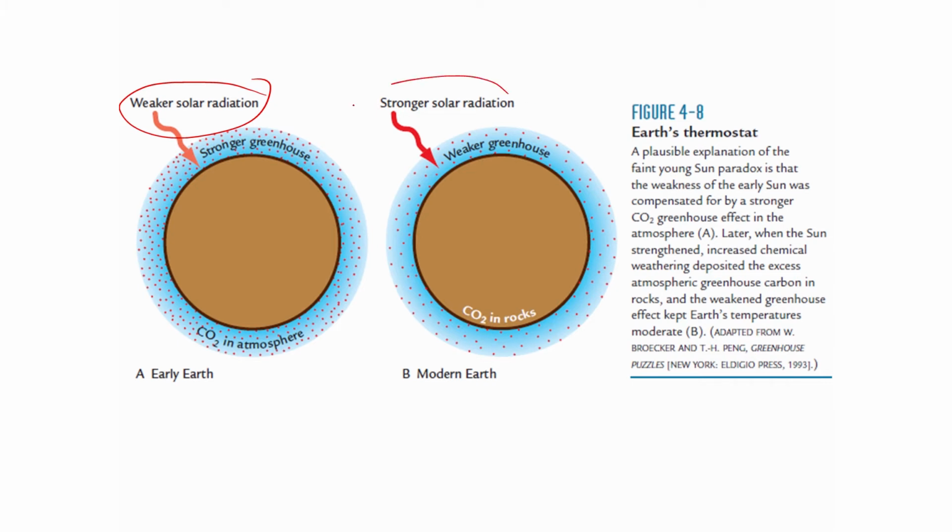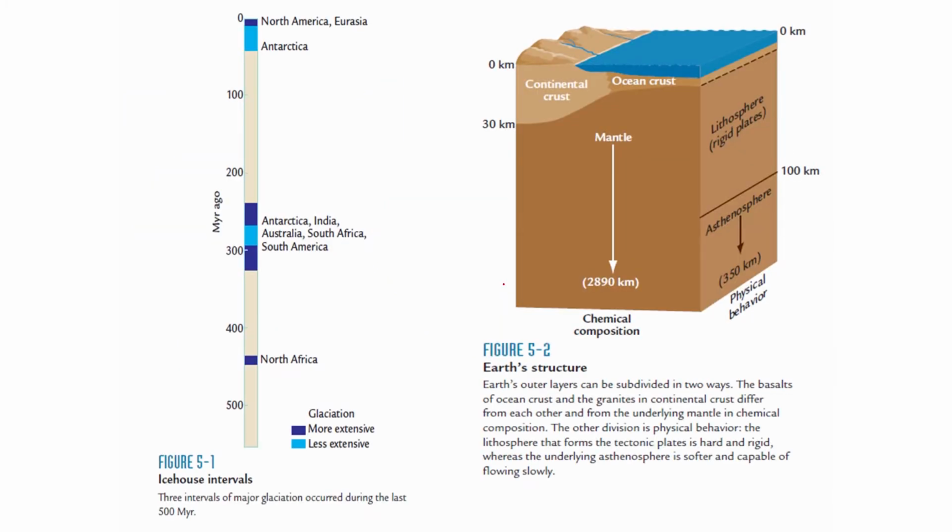And in the present, with stronger radiation compared to the past, the greenhouse effect has reduced. So essentially we are locking up more CO2 in the rocks during this weathering process. Okay. So the Earth's structure is needed to understand a little bit of why plate tectonics happen.